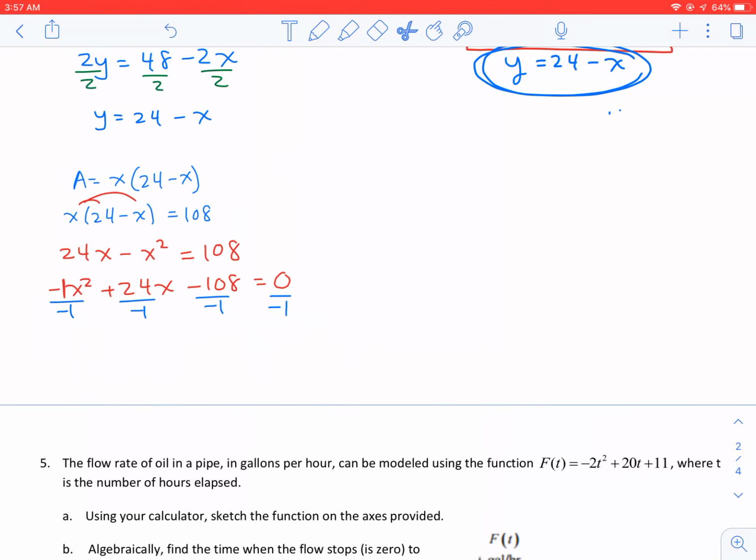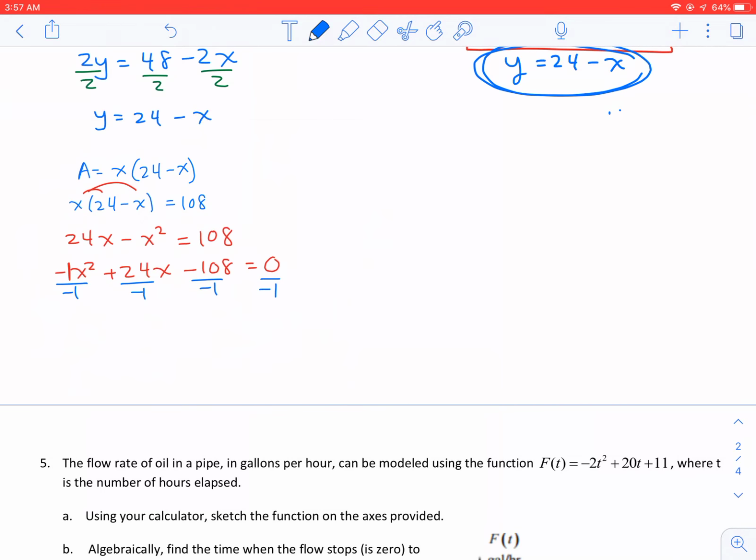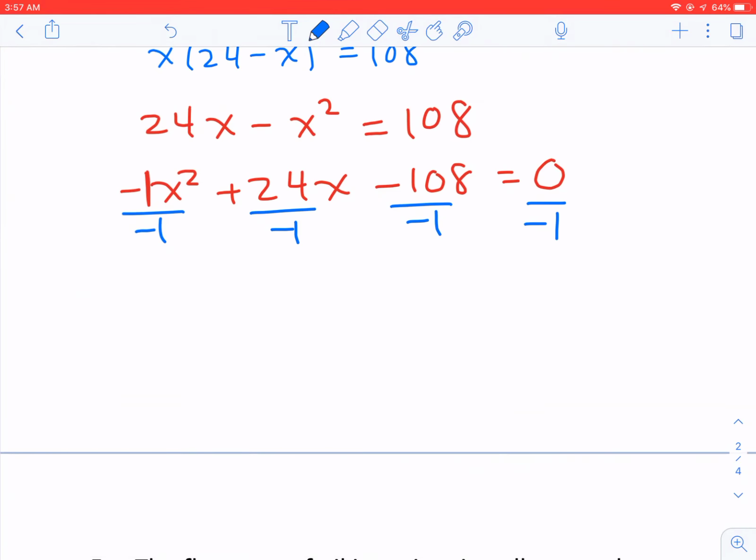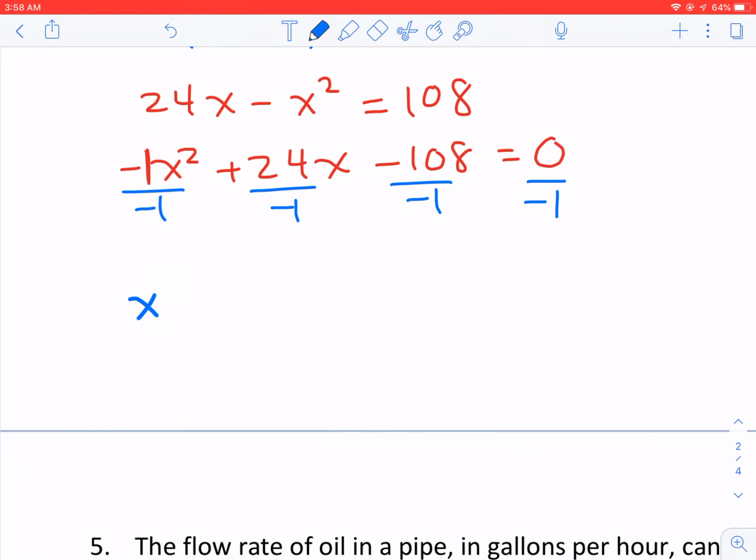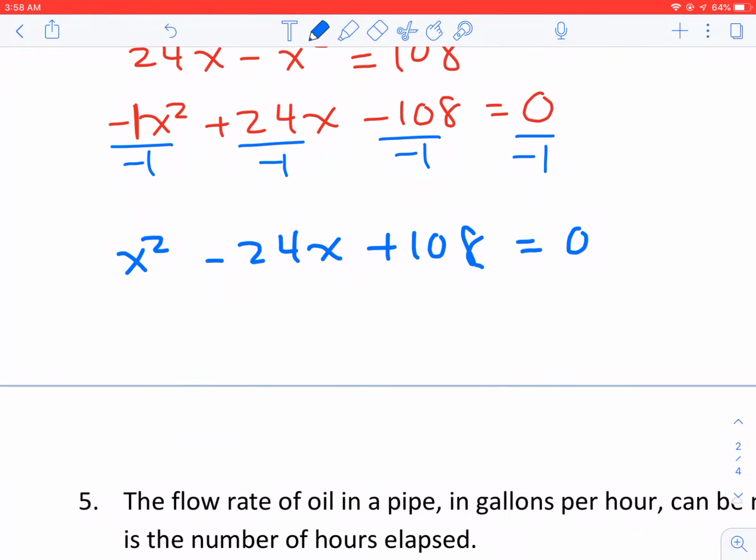So doing that, that's going to give me x squared minus 24x plus 108 is equal to 0. So now we think, what multiplies to 108 and adds to negative 24?